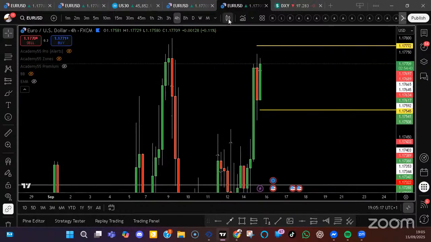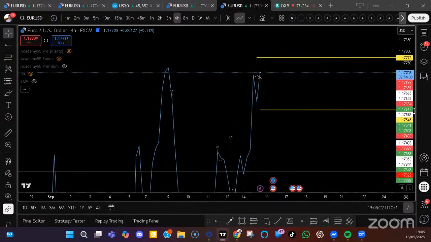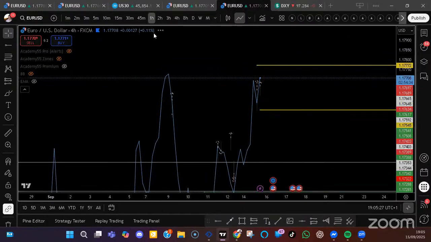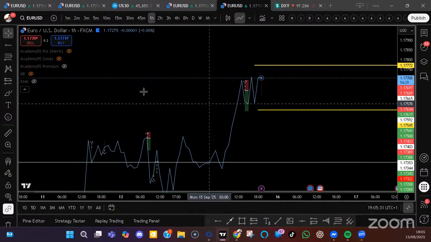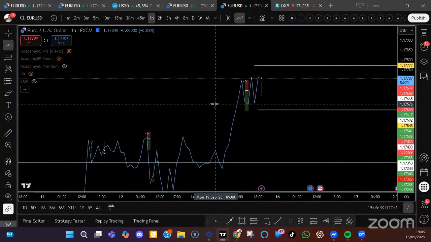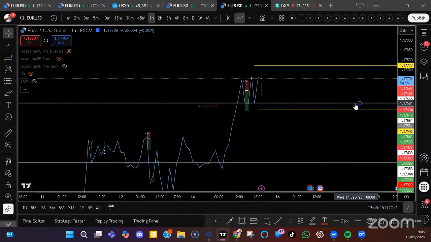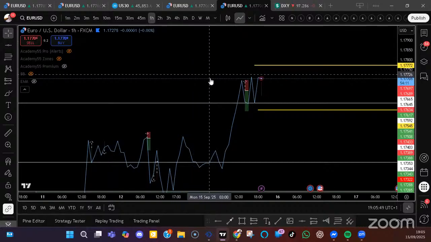So let's put the line chart on. Is there any significant areas? Not really, not on the 4-hourly. What about the hourly? Well, you can see this area here is a significant area, kind of 2 points there, and that's at 1.17581. So that's the only area.